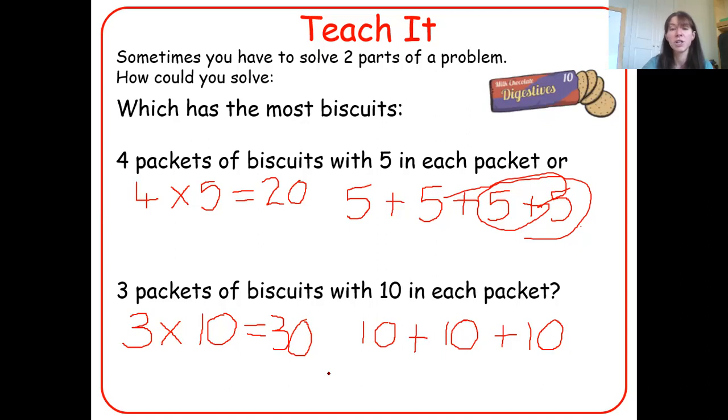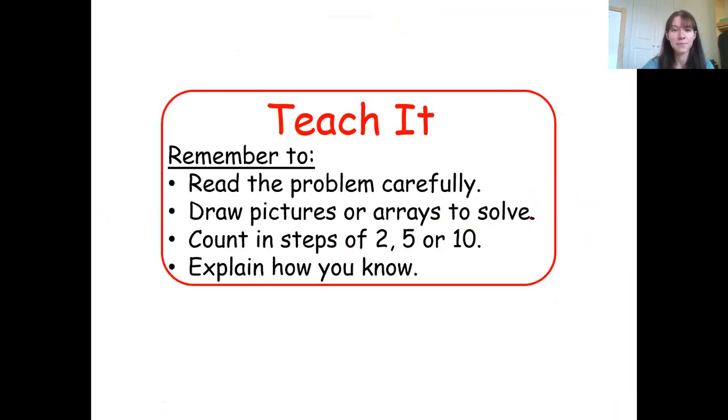And on this occasion, I've worked it out by using repeated addition. You might have worked it out using an array. You might have worked it out by drawing the pictures of the foods or by counting the objects. And that's going to help you a little bit later on when I talk about our sentence stems and our reasoning. Okay, hopefully that was all right and you understand it.